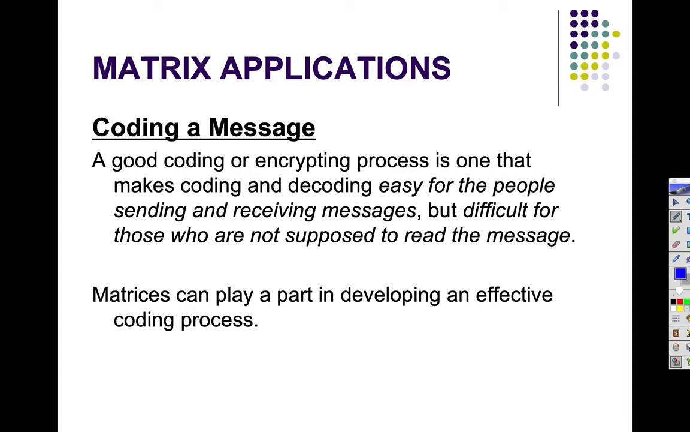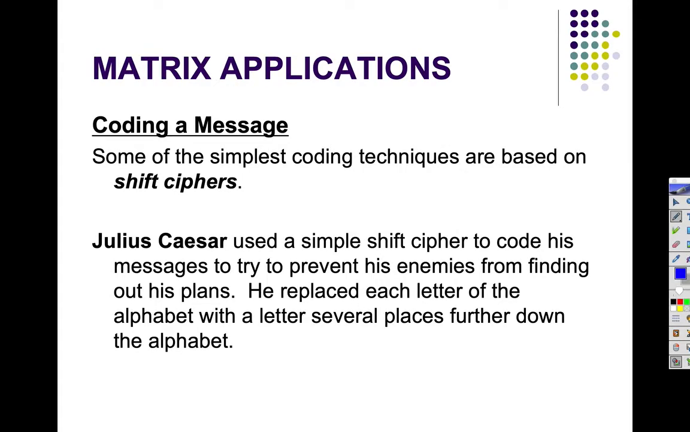A good encoding or encrypting process is one that makes coding and decoding very easy if you know how the code was made. You don't want to make something too difficult, so that the person that's supposed to receive the message can never actually get to the bottom of it because it's too hard for them. So we are going to look at two effective coding strategies, just two. Our first one is called a shift cipher.